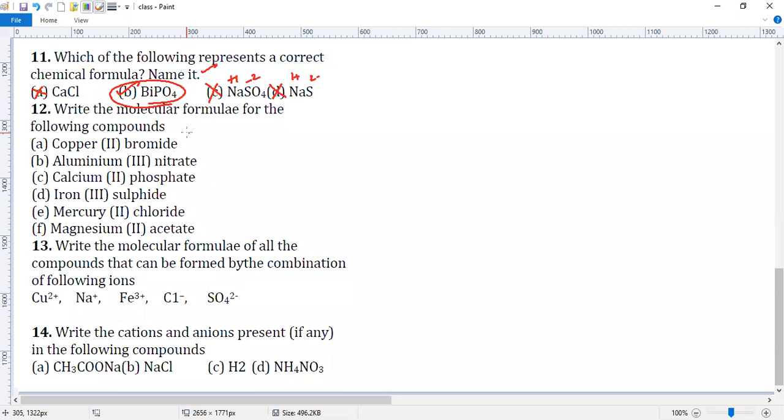Question number 12, you have to write the molecular formula for these compounds. What have they given you? Copper 2 bromide. Copper 2 is Cu2+ and bromide is Br1-. So what will be the formula? When you cross it, it will be CuBr2. Good. So the answer for this one is CuBr2.